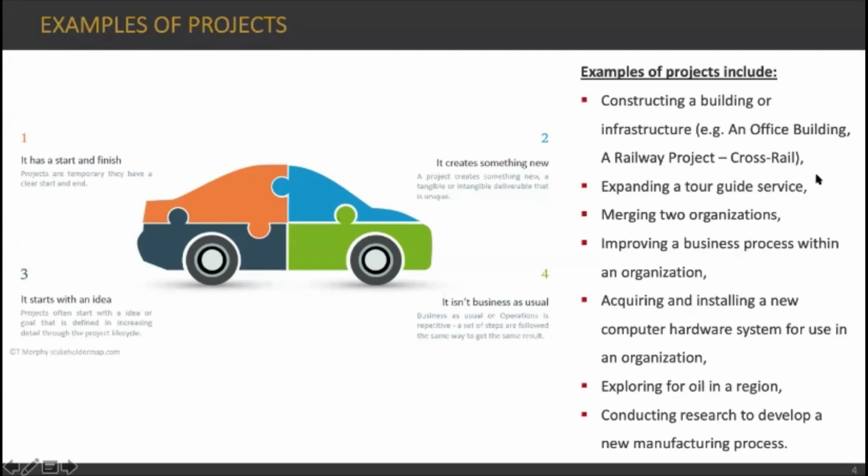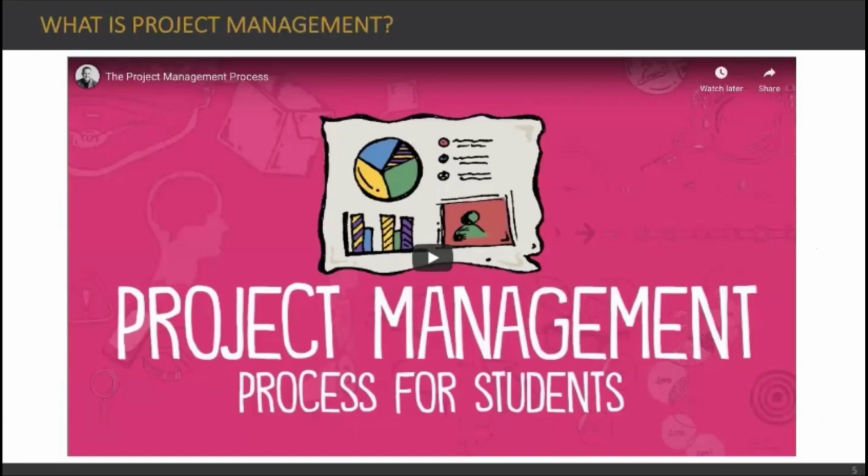And here we can see some examples of projects, also from our industry, engineering, construction, and architectural industry. Could be constructing a building or infrastructure. This could be an office building or a railway project, or developing a new part, a cross rail for the existing projects. Merging two organizations, improving a business process within an organization, exploring for oil in a region, even conducting a research to develop a new manufacturing process. And we need to manage these projects.